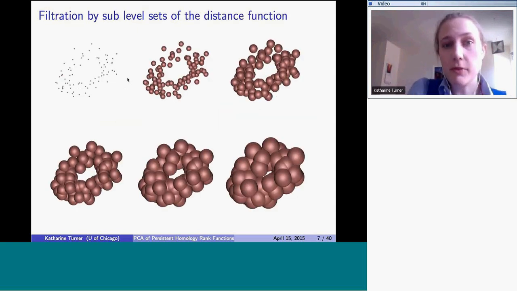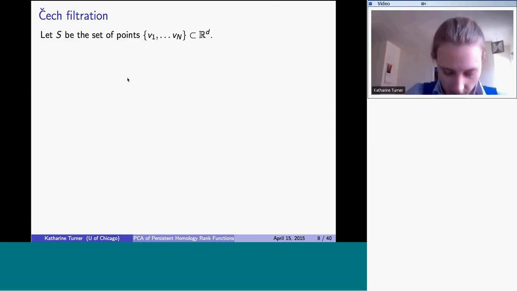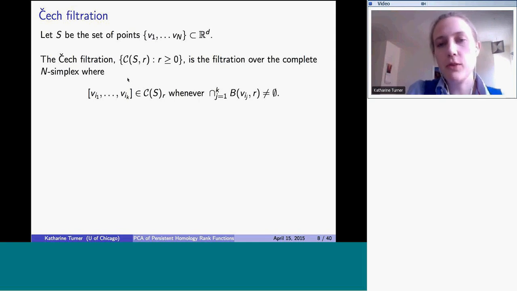Things we'll care about will be sublevel sets of distance functions. This is just a picture of an example: we've got a set of points in some place, and we're looking at how we would expand balls around those points and looking at the union of those balls. K_t will be the union of balls of radius t. We do this via the Čech complex. We have our set of points, and we take the complete simplex, where we add in a simplex when the intersection of the corresponding balls is not empty.